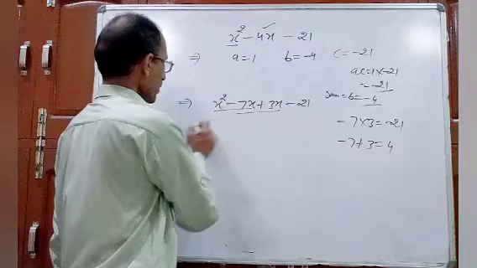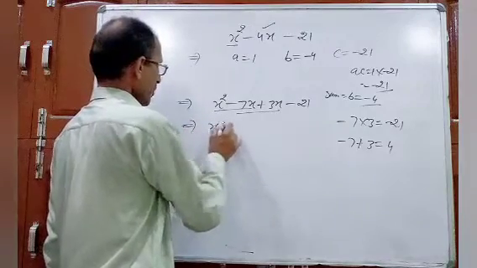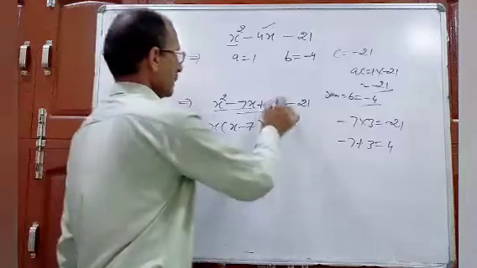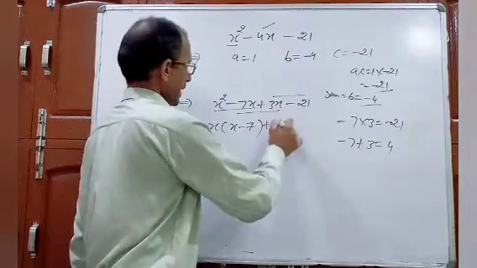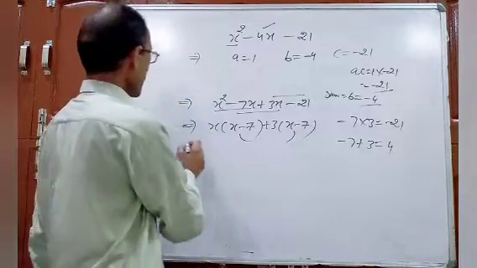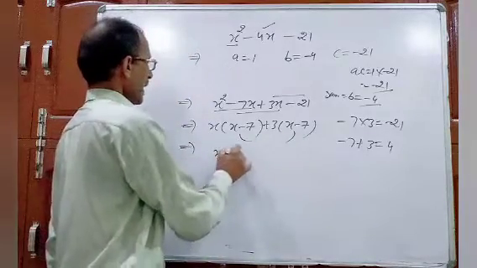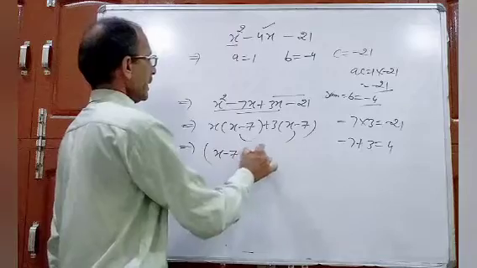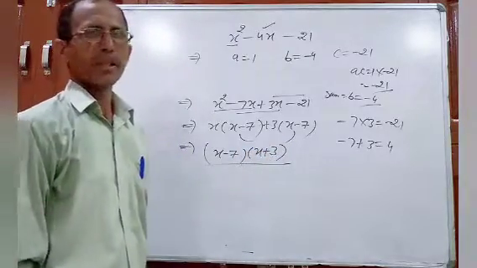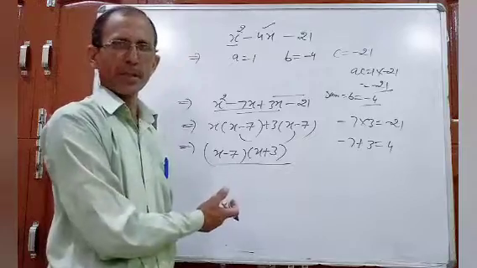From this pair what is common? x is common. x minus 7. From this what is common? Plus 3. x minus 7. Again x minus 7 is common. x minus 7 into x plus 3. So 3-4 questions related to quadratic form I solved.